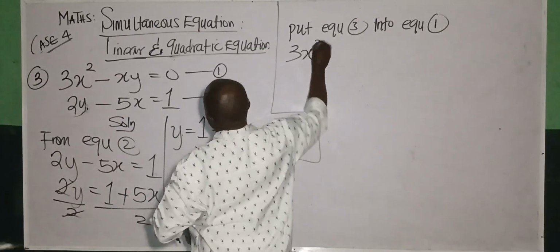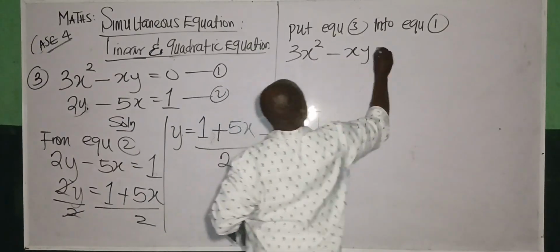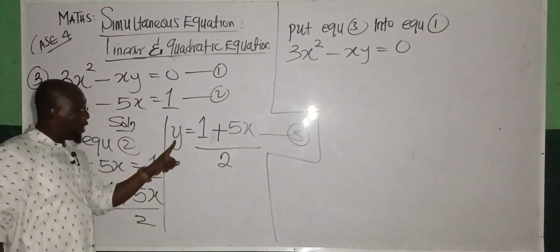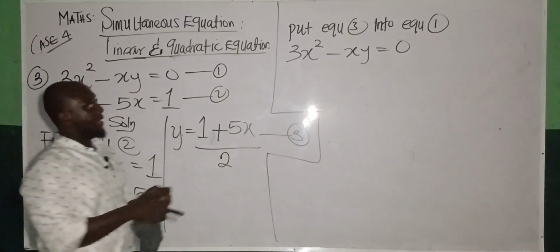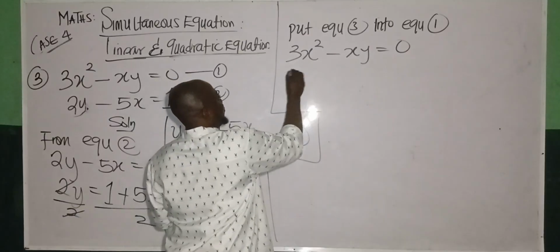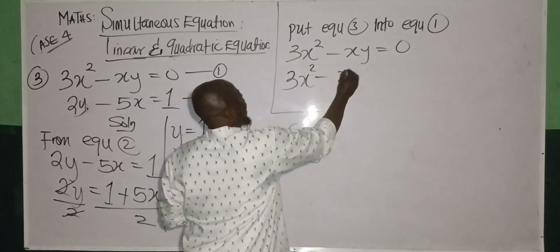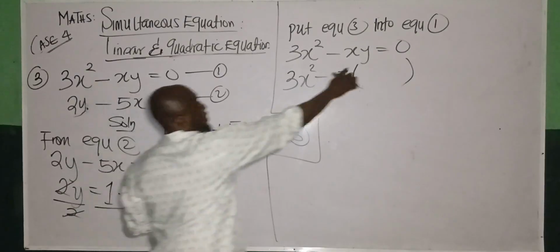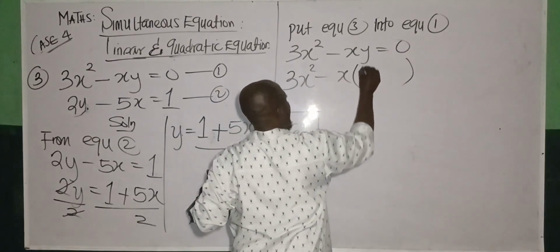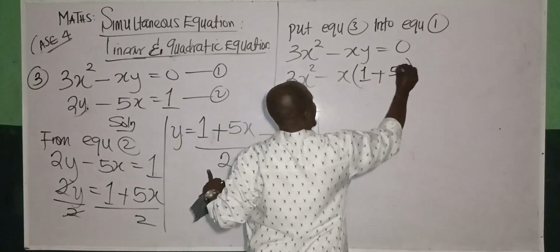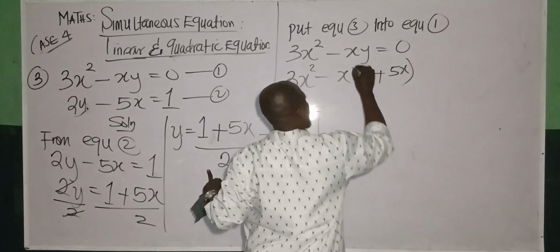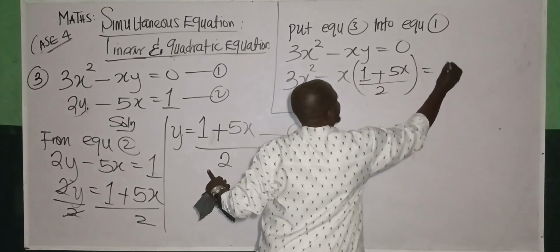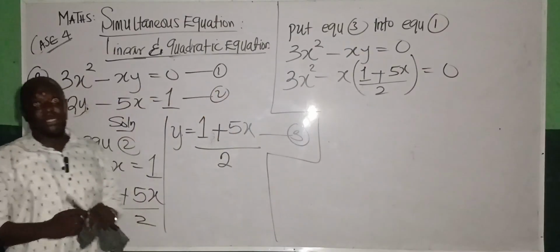I have this value, all squared, this value, all this. This is what I have. So in this case, anywhere I see y now, I will introduce this one there. So this is x. Bring x down, minus x first, then into brackets, because I have my y to be this one. So this is y now. I'll put it as 1 plus 5x all over 2 down here. So everything must give you 0. So this is how you do it.